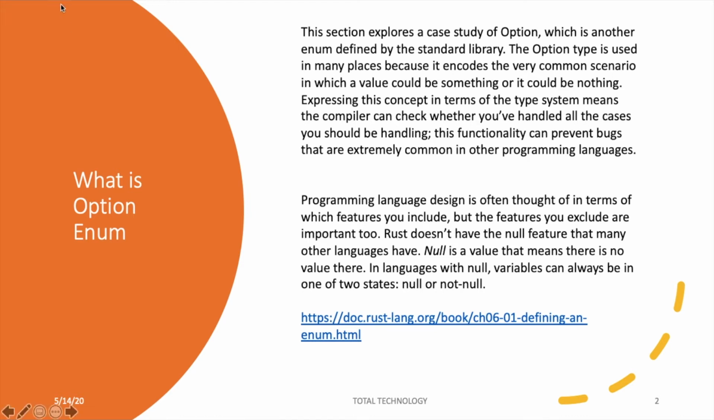If you see this section, it explores a case study of Option, which is another enum defined by the Rust standard library. The Option type is used in many places because it encodes the very common scenario in which a value could be something or could be nothing. That is the one I mentioned at the beginning of this tutorial. It will check whether you have some value or not, which is equivalent of null checking or not null.